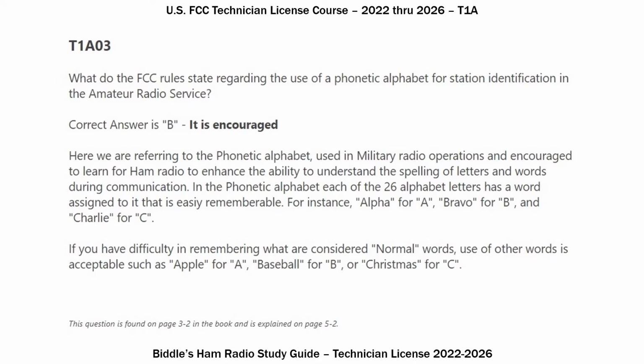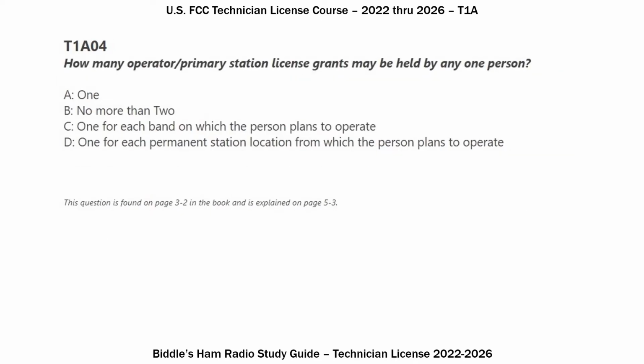Okay, moving on to the next question. T1A04. How many operator primary station license grants may be held by any one person? A is 1. B is no more than 2. C is 1 for each band on which the person plans to operate. Or D is 1 for each permanent station location from which the person plans to operate.